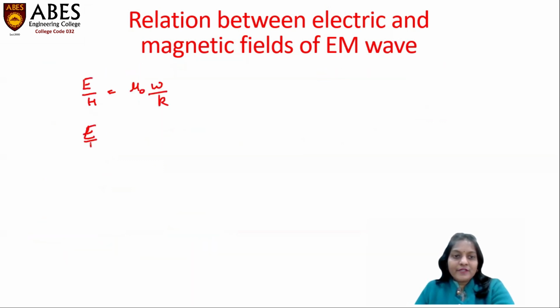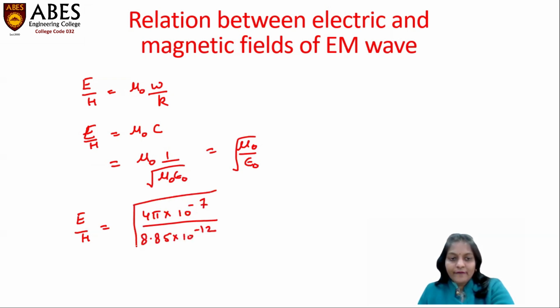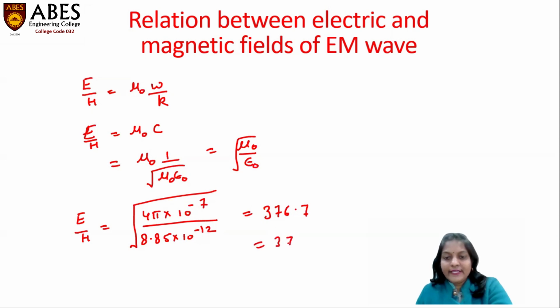And electromagnetic waves travel with the velocity of light. So ω by k value is c. So E by H is equal to mu naught times c, and c can be written as 1 over root of mu naught epsilon naught, which gives E by H equal to root of mu naught upon epsilon naught. After solving, with mu naught equal to 4π into 10 to the power minus 7 and epsilon naught equal to 8.85 into 10 to the power minus 12, it will be 376.7, or 377 ohm.